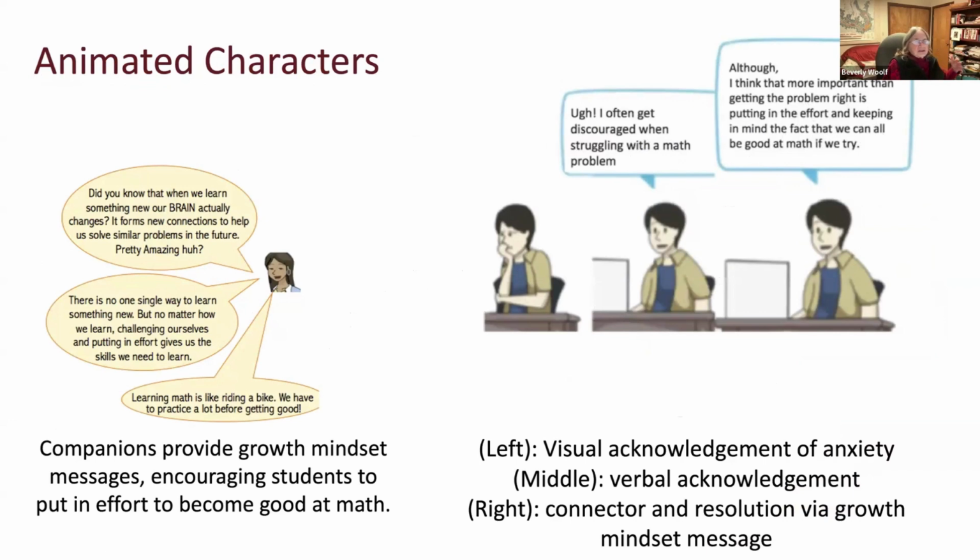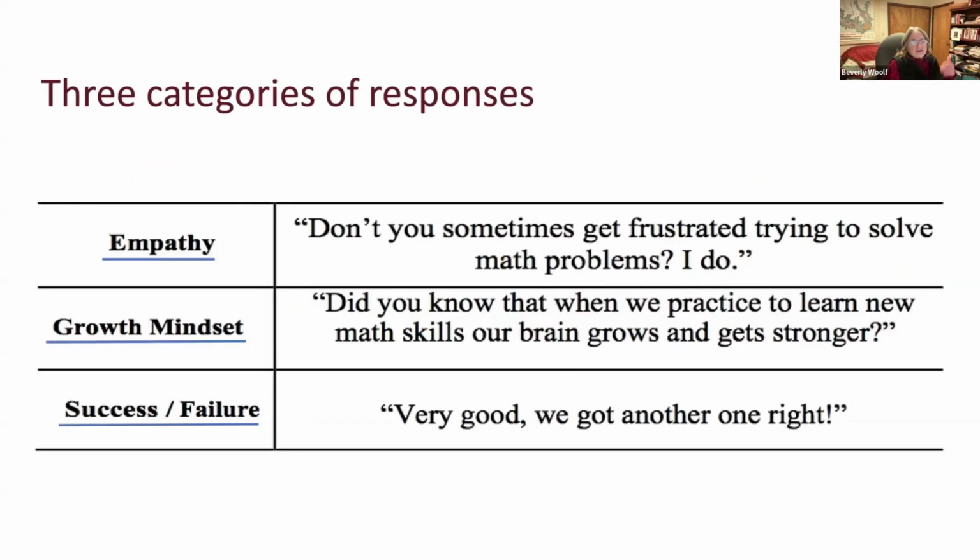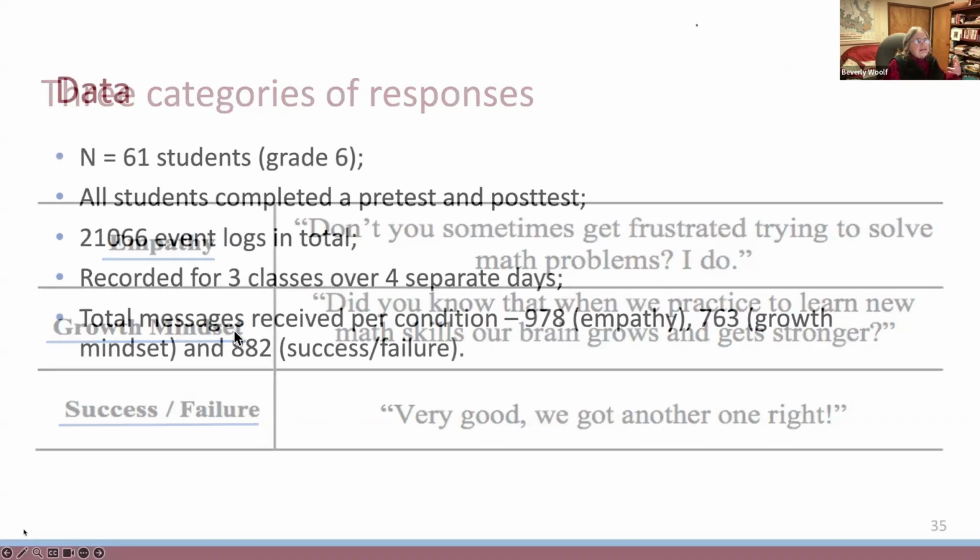And our system talks to the student, and we've tested three different ways to respond. Empathy: don't you sometimes get frustrated? I do. Growth mindset, which I just talked about: did you know that when we practice, our brains grow and get stronger? And this is the one that I told you we don't like to use, success failure: yes, you got it right, no, you got it wrong. And then we've done studies to show that these lead to different reactions among the students.